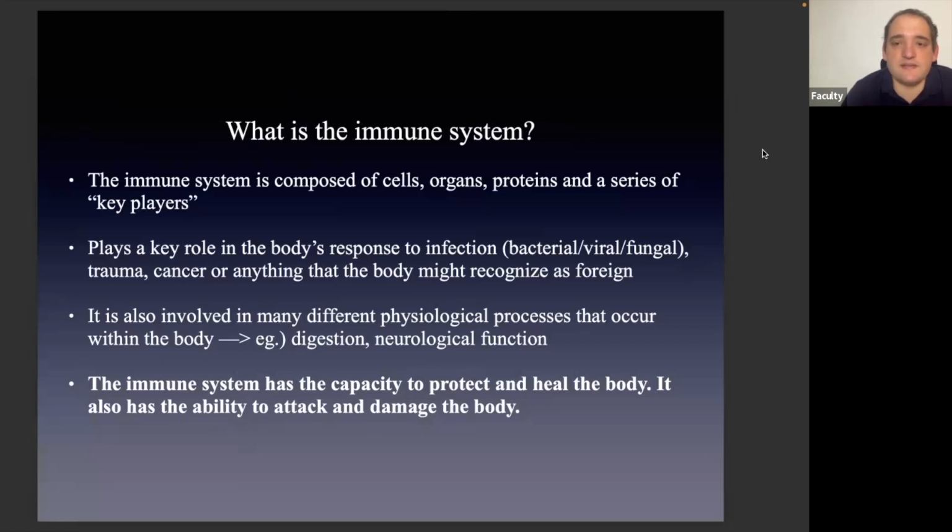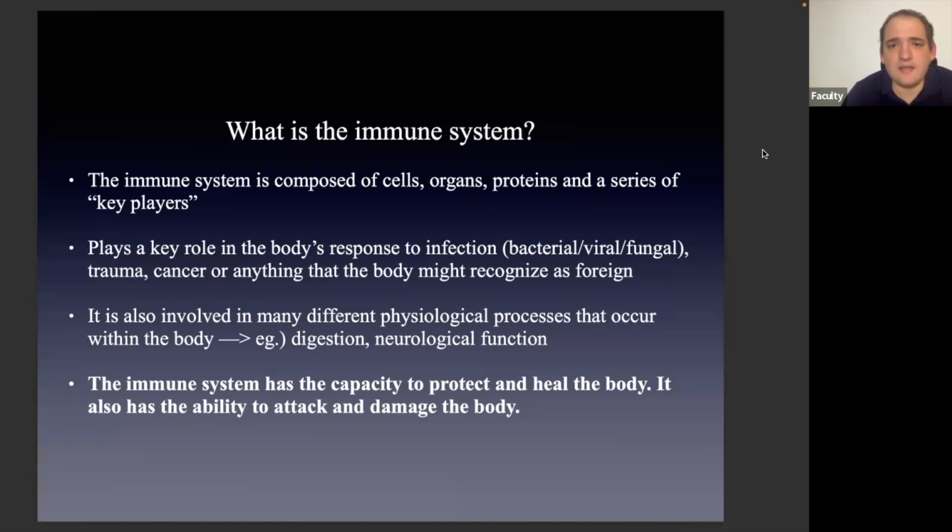We have a ton of key players in the immune system: cells, organs, proteins. Essentially, what the immune system does is play a key role in the body's response to infection. It can also play a role in trauma, in cancer, anything the body might recognize as foreign, any type of stress the body is under, any type of invaders. It's all going to impact the immune system and cause different responses to become activated. When people think about the immune system, they usually think of response to infection, such as bacterial, viral, or fungal. That's definitely the case, but it also plays a role in cancer and our body's reaction and adaptation to cancer.